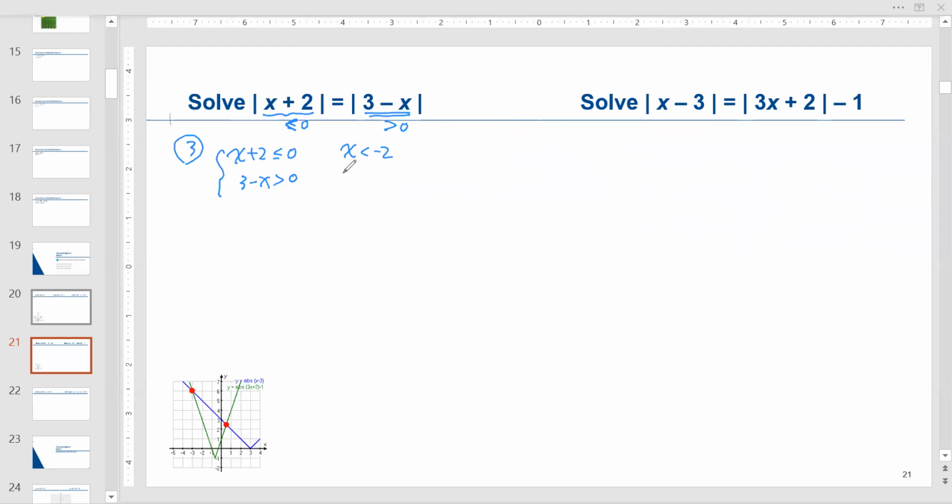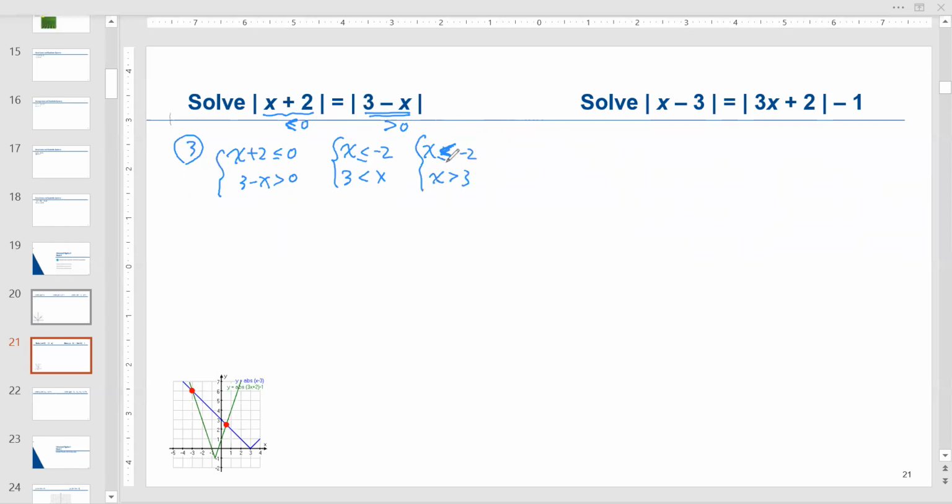Because this one, we can change here like this. Move x to the right, right? So it became positive. So we write x less than or equal to negative 2. This one, x greater than 3.